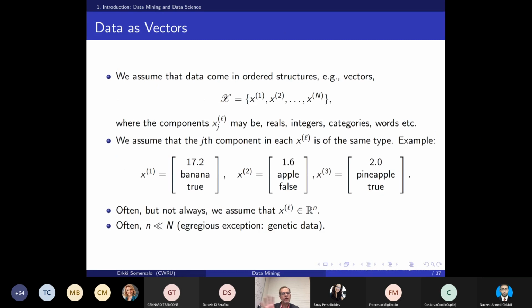So what we are doing here is we are looking at data not as a statistical object. We are not talking about probability densities, etc. We are just looking at it basically as a collection of vectors. So that's the typical picture here. So we have some ordered structure like this set X, which consists of vectors x1, x2, etc., xn. Typically n is large, so that's what makes data science so special. You have usually lots of data.